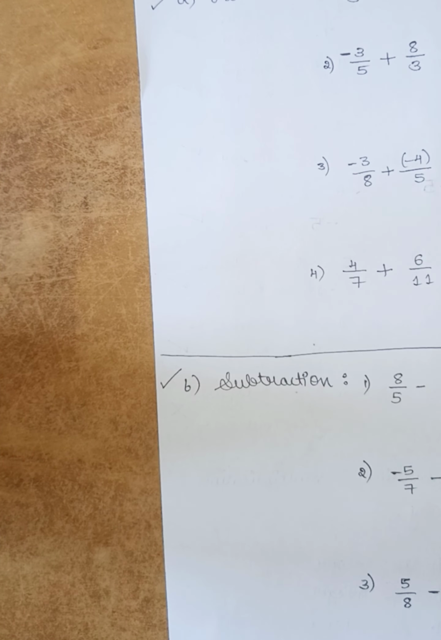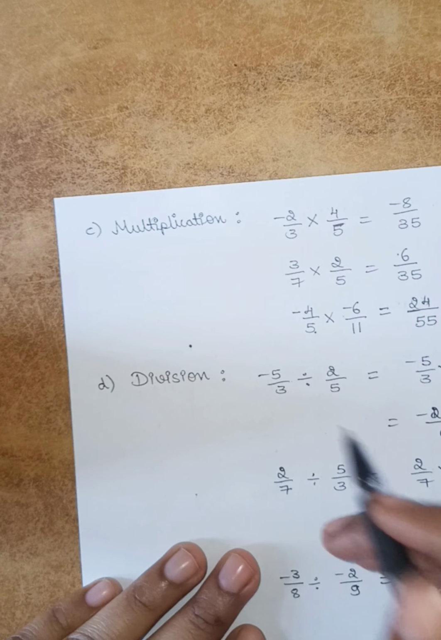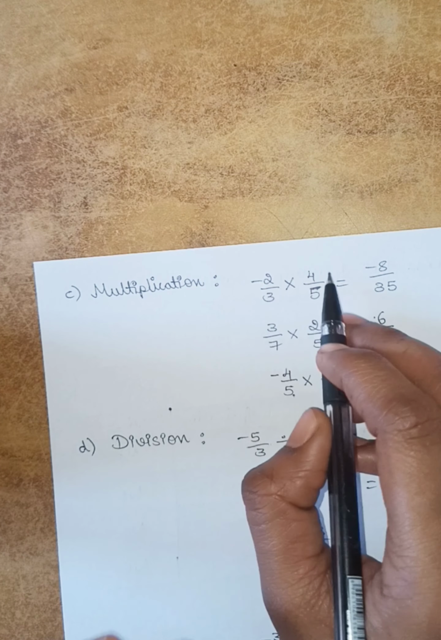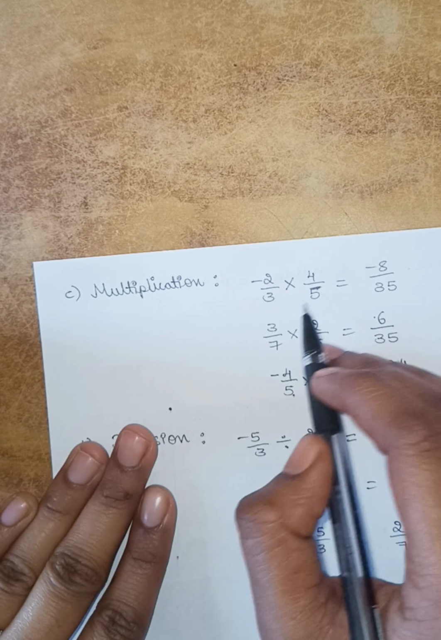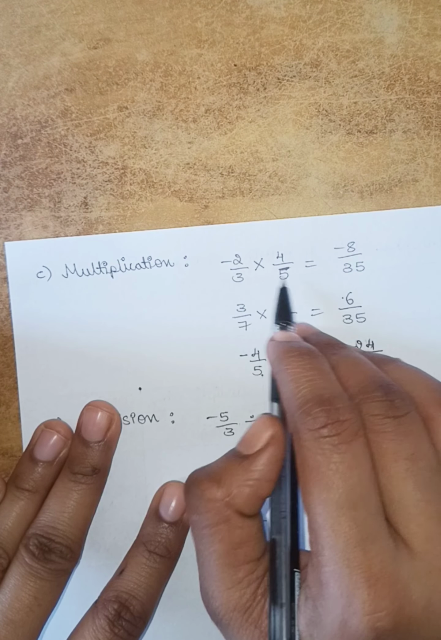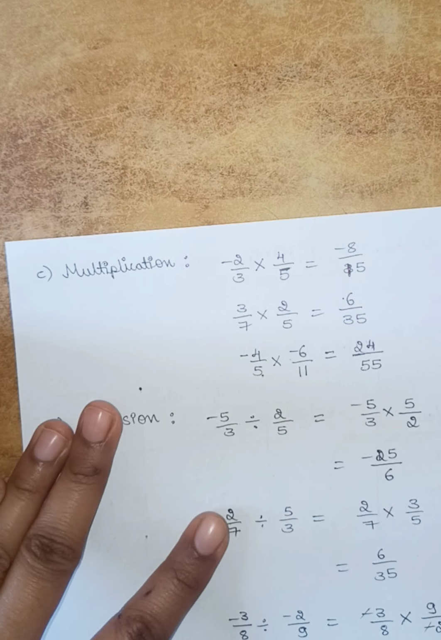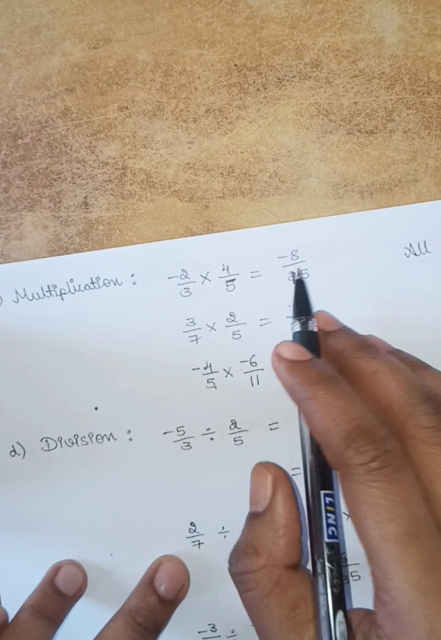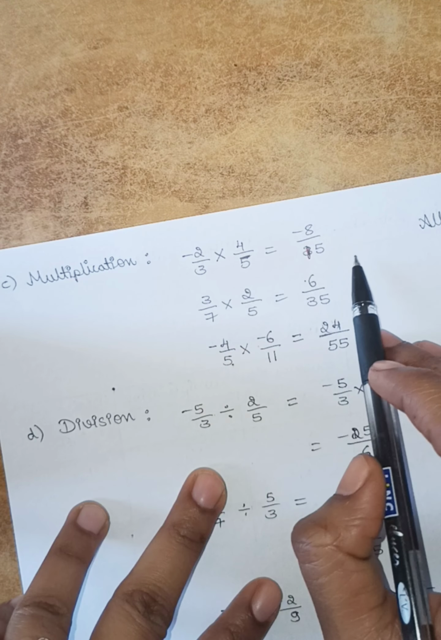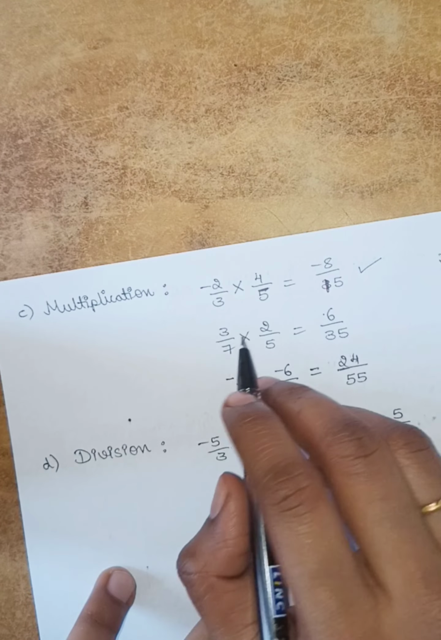Let's move on to multiplication. Here, let's see, minus 2 by 3 into 4 by 5. Here we will multiply both numerators and keep it as the numerator, and multiply denominators and keep it as the denominator. So 4 2s are 8, 5 3s are 15. So minus 8 by 15. Here also minus 2 by 3 and 4 by 5 are rational numbers and also the product minus 8 by 15 is also a rational number, so it follows closure property.